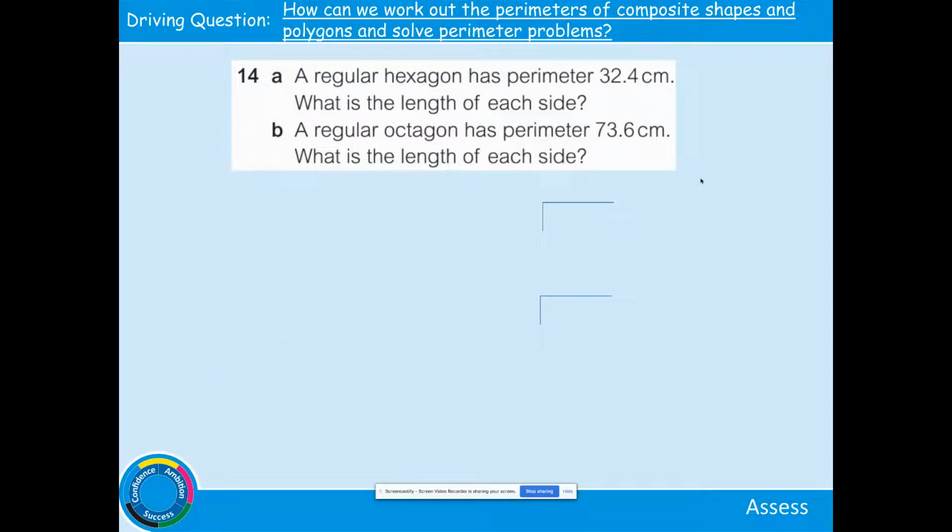Okay, have a go at doing this one on your own. 2 different shapes there. You've got to work out how many sides a hexagon's got. We've just been talking about hexagon. And then you've also got to try and remember how many sides an octagon has. Okay? Press pause on the video. Press play when you've completed these.